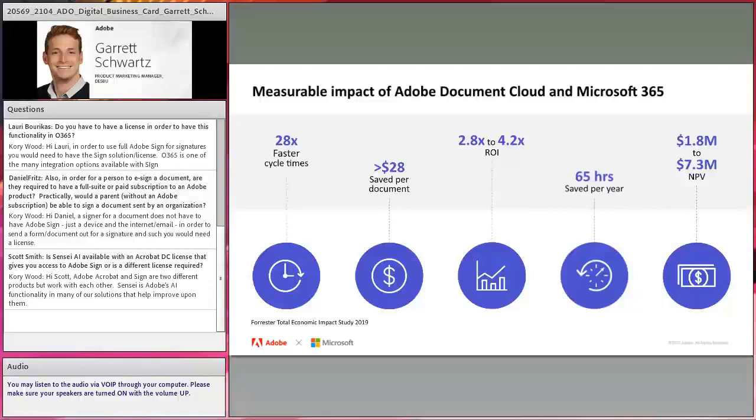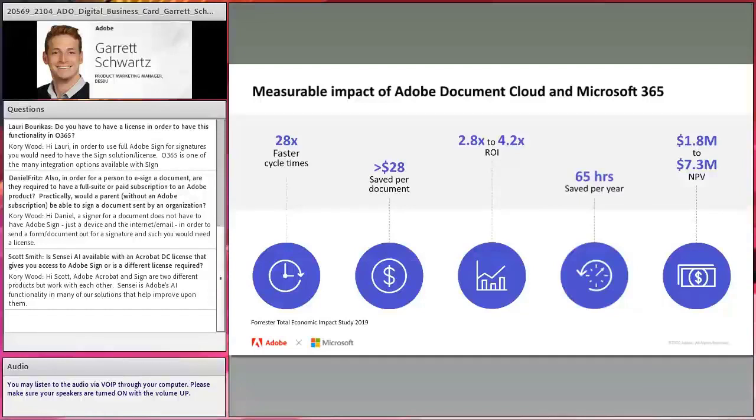65 hours saved per user per year, and then an NPV or net present value of 1.8 million to 7.3 million. And if anyone out there doesn't know what an NPV is, think of it as like an investment portfolio. The general rule of thumb is if it's a positive number, then the investment should be made, and we are well into the positive here. This came from an article that we commissioned Forrester to do. It's called a Total Economic Impact Study. We did this back in 2019, where Forrester surveyed thousands of our customers to see some of the benefits that they've realized after implementing an e-signature solution.